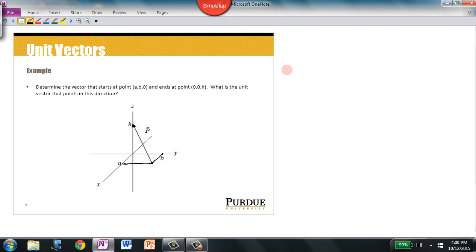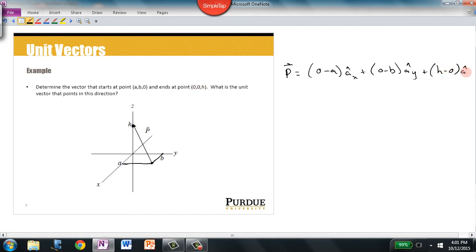So to name that vector, we'll just call it p. Notice we've got the arrow on top of it. Remember, the formulation is to take the magnitude for each of the cardinal directions and subtract them. So here we have 0 minus a, and that points in the x direction. And then we add to that 0 minus b, a hat y, and then we have h minus 0, and that's a hat z. And so we can just do some basic distribution. We get minus a pointing in the x direction, minus b pointing in the y direction, plus h pointing in the z direction.